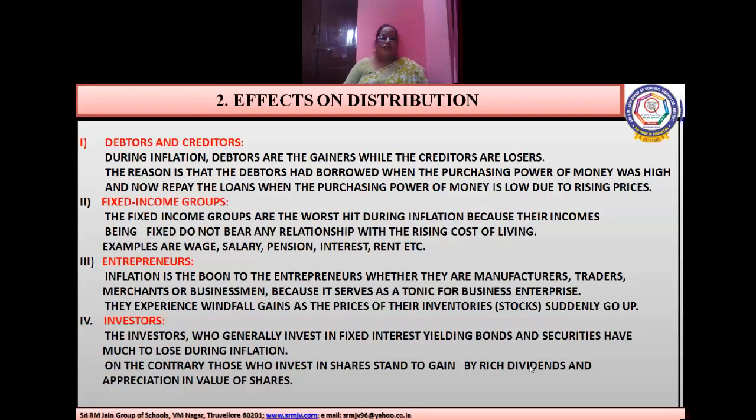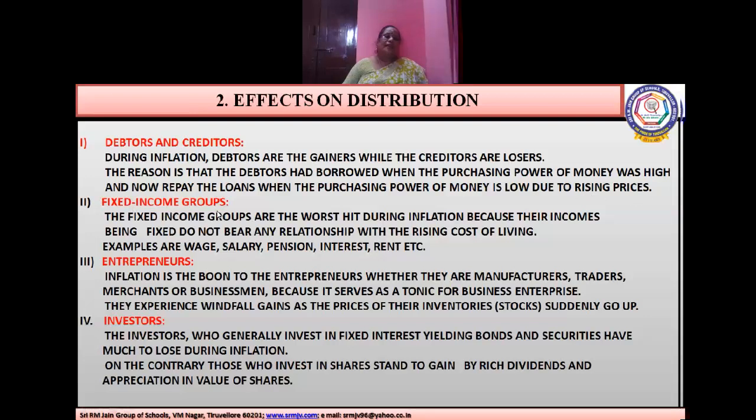Effects on distribution. Effects on distribution is under four headings. Number one, debtors and creditors. During inflation, debtors are the gainers while the creditors are losers. The reason is that the debtors had borrowed when the purchasing power of the money was high and now repay the loans when the purchasing power of money is low due to the rising prices.